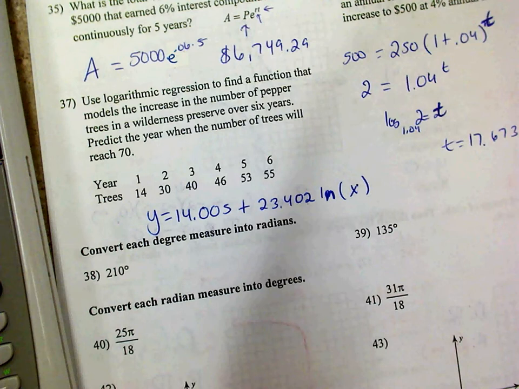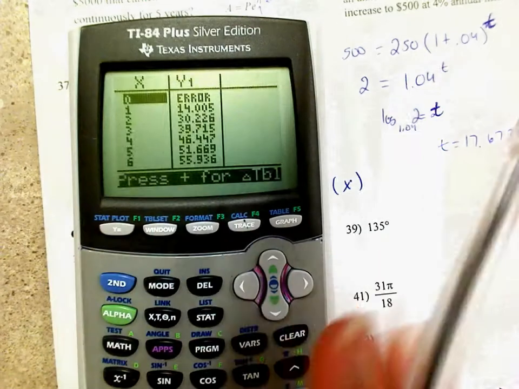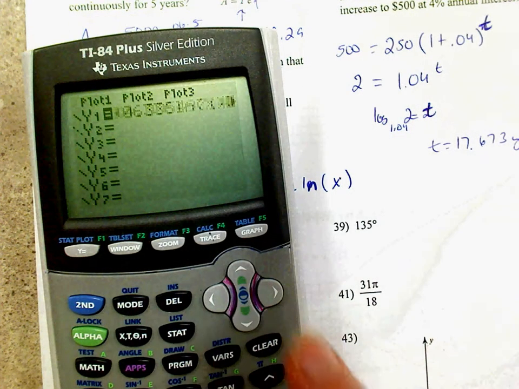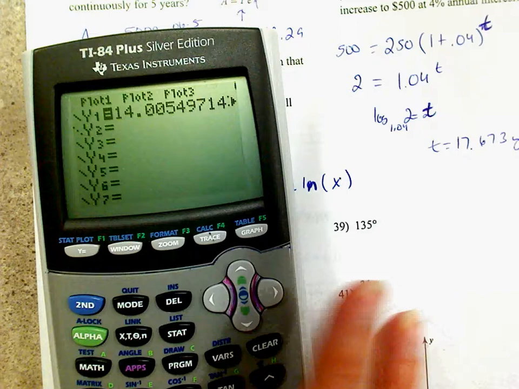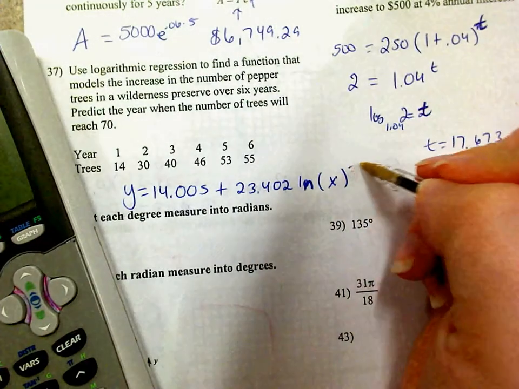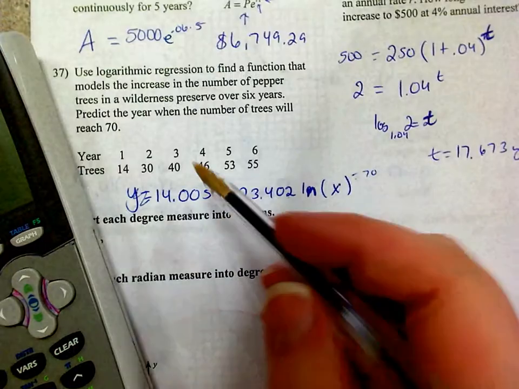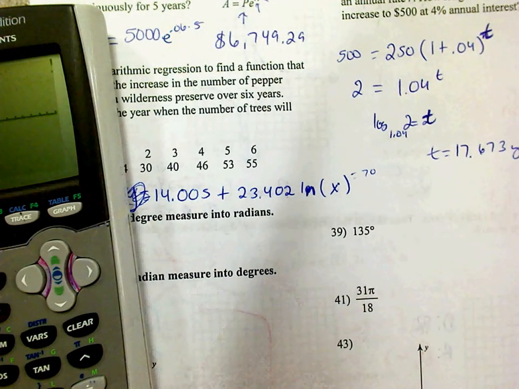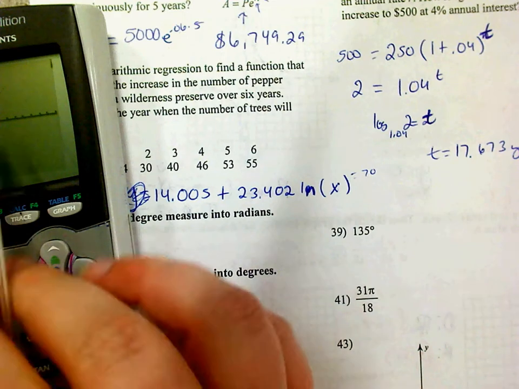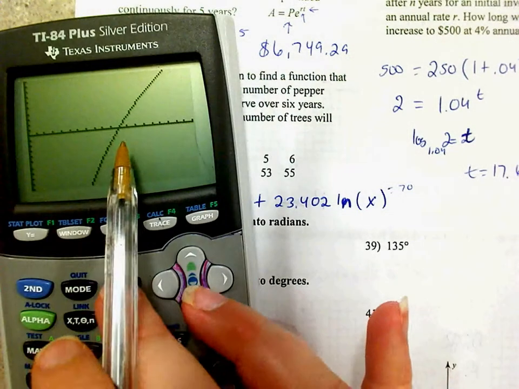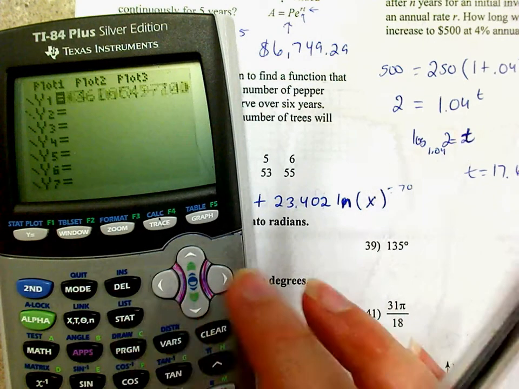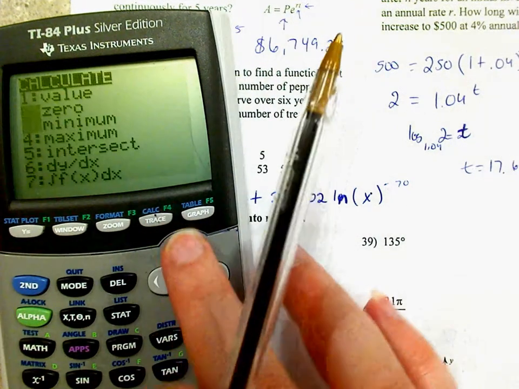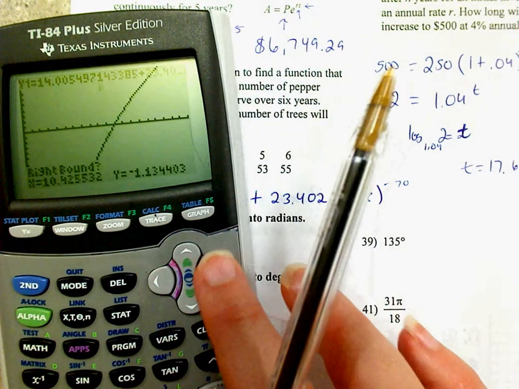So, I got it in y1. I'm just going to subtract 70 and see when it equals 0, because I want to know when this equals 70. If you want to know that, just subtract 70 and see when it crosses the x-axis. So, graph. Looks like it crosses 70 right there. I took my y equals and just subtracted 70 from the end. So I can calculate zero, with a left bound and right bound, and I get that it is 10.943 years later.